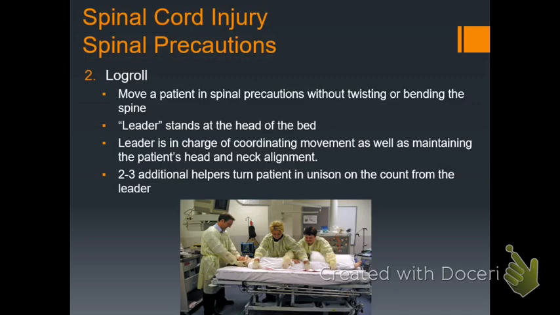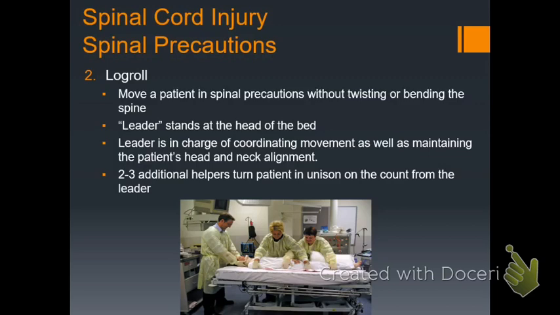I wish we could have gone to skills, trauma skills. We do trauma skills for half of a day. So I've got longer time to lecture because we're not doing trauma skills, but we do let everybody practice log rolling and it is super fun.